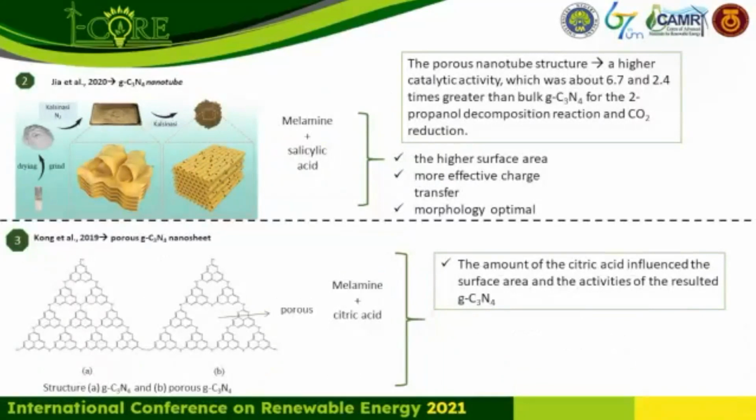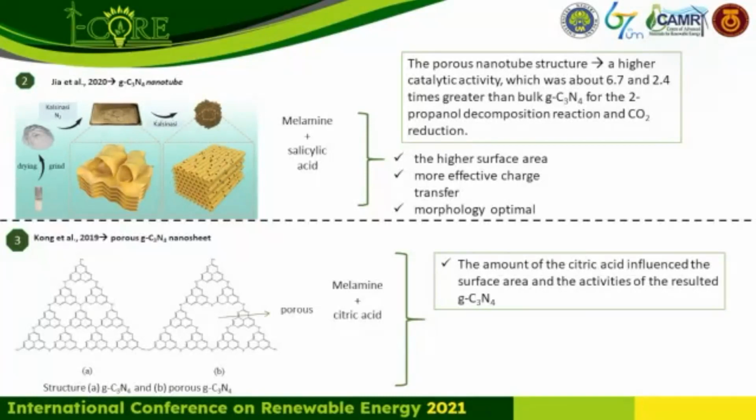Jia et al. 2020. Furthermore, porous graphitic carbon nitride nanotubes were successfully synthesized from melamine with salicylic acid as the pore forming agent. The porous nanotube structure showed a higher catalytic activity, about 6.7 and 2.4 times greater than bulk graphitic carbon nitride, for the 2-propanol decomposition reaction and carbon dioxide reduction, because of the higher surface area, more effective charge transfer, and optimal morphology. Kong et al., porous graphitic carbon nitride nanosheet.